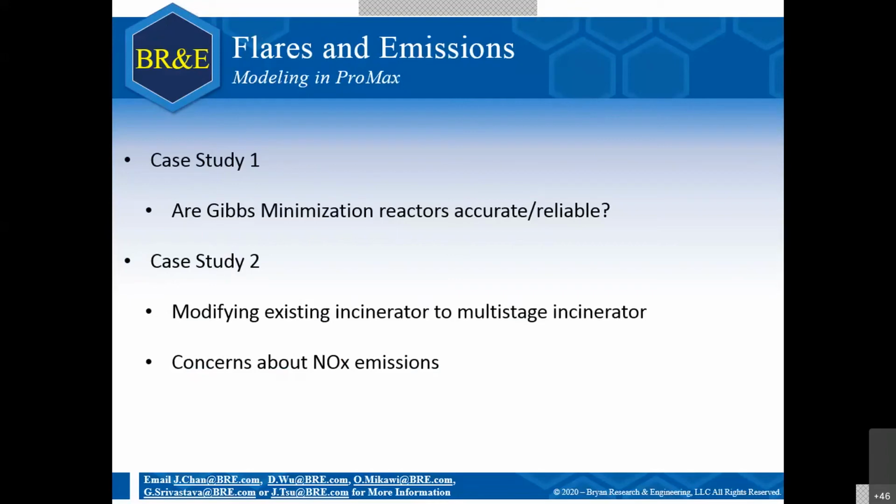So they went to the incinerator manufacturer to get details of possible methods to reduce the NOx emissions. The manufacturer proposed a multi-stage thermal oxidizer, what we call a low NOx burner. This operating company asked us to model this so that they can perform some feasibility studies. Let's take a look at how this is set up.